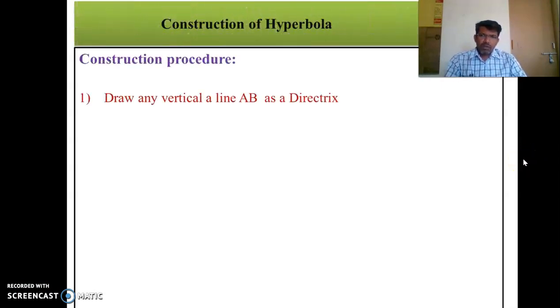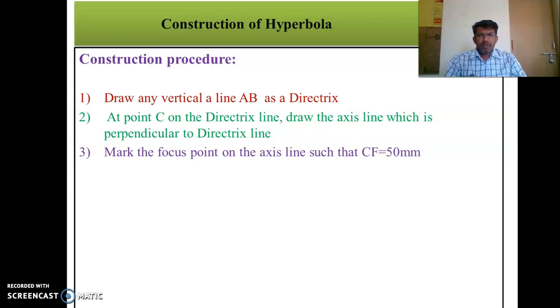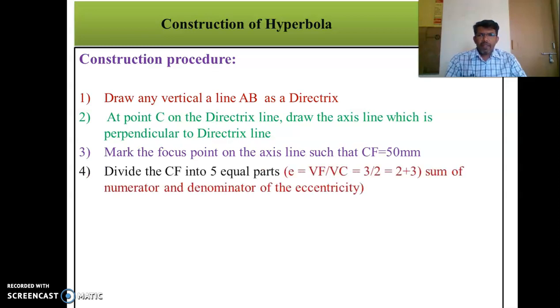First, draw a vertical line AB as the directrix. Second, put a point C on the directrix line and draw the axis line, which is perpendicular to the directrix line. Third, mark the focus F on the axis line such that the distance CF is equal to 50 mm.